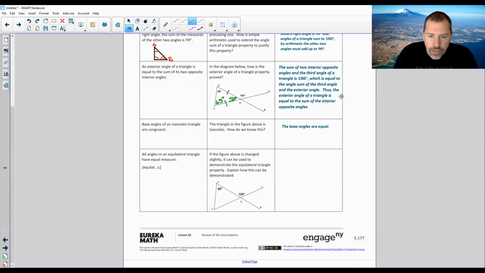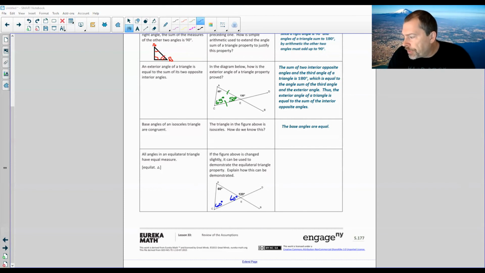And now this angle here is 120 degrees. So 60 plus 60 is 120. So these two add up to the exterior angle. This angle here is a linear pair. 120 plus 60 is 180. So now we have 60, 60, 60. 60 times 3 is 180 degrees.